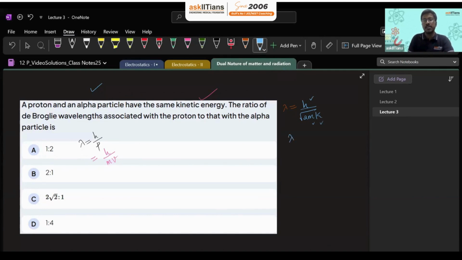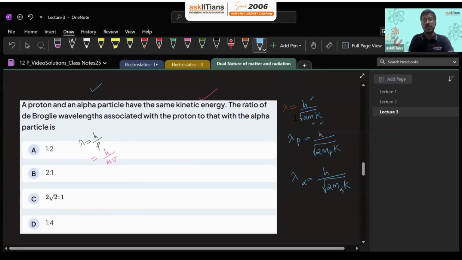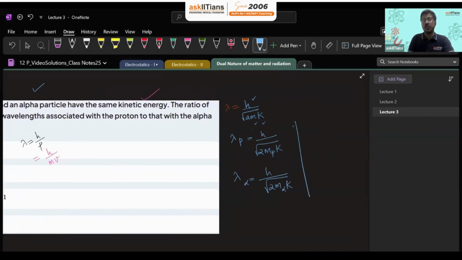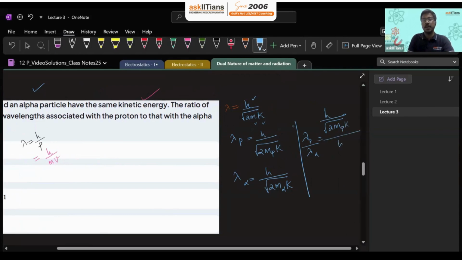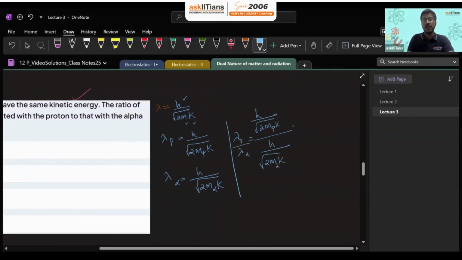So we can rewrite this equation as lambda of proton is equal to h by root 2 times mass of proton times kinetic energy, which is the same as kinetic energy of the alpha particle in this question. So I'll write it as k itself. Lambda of alpha particle will be h by root 2 times mass of alpha particle into k. So the question is to find the ratio. So lambda p upon lambda alpha is equal to h upon root 2 m k by h upon root 2 mass of alpha particle times k. So h cancelled out.